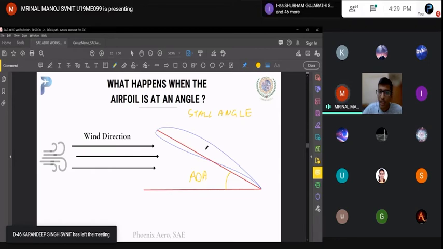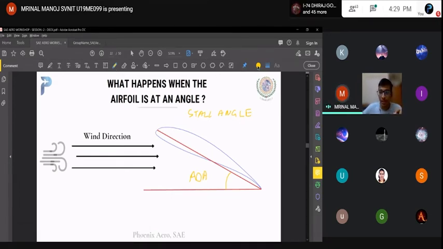Now, moving on. There is one particular point in the airfoil where all the forces act, and this point is called the center of pressure. The center of pressure will lie somewhere around here. This is the center of pressure, popularly known as CP. At the center of pressure is where all the forces act.